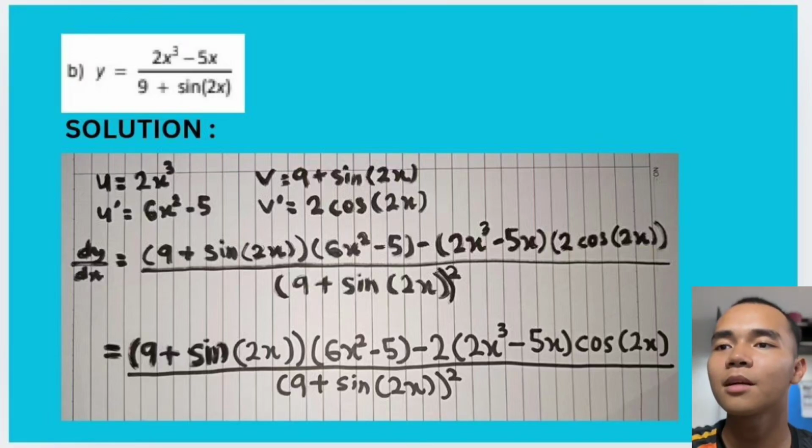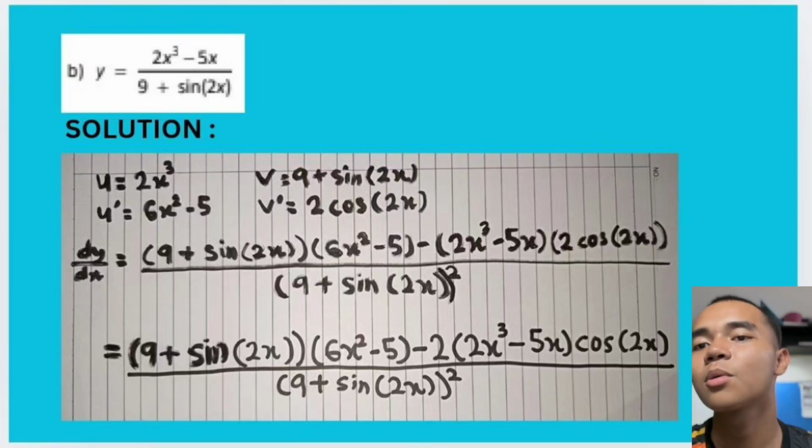So we substitute into the quotient rule formula, dy over dx equals (u prime times v minus u times v prime) over v squared. So we get the final answer: (9 plus sine 2x) times (3x squared minus 5) minus 2 times (x power 3 minus 5x) times cos 2x, over (9 plus sine 2x) squared.